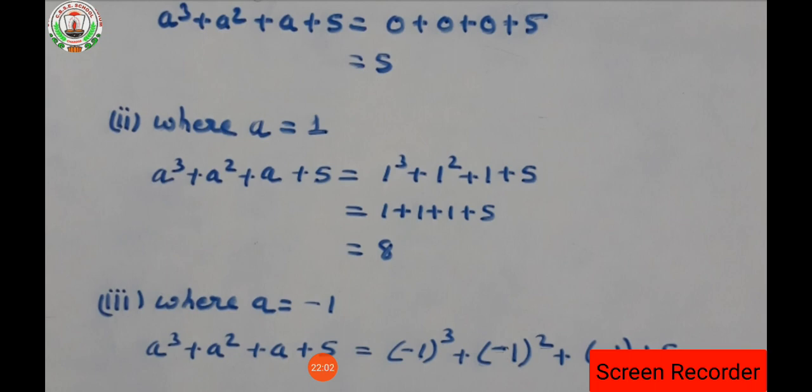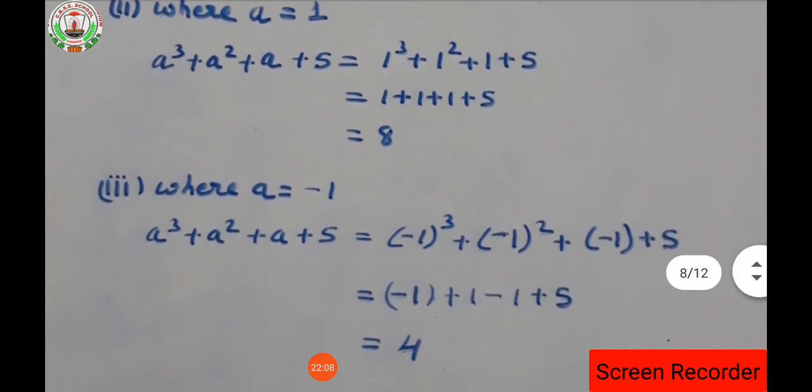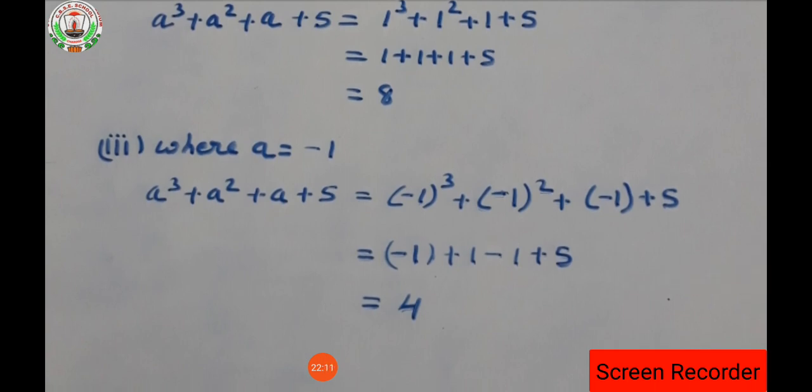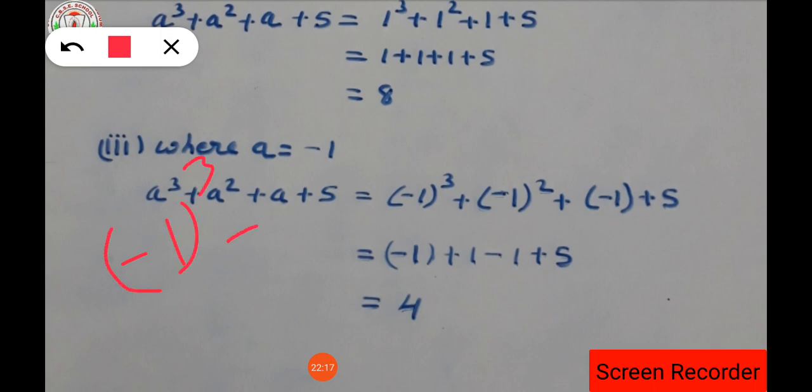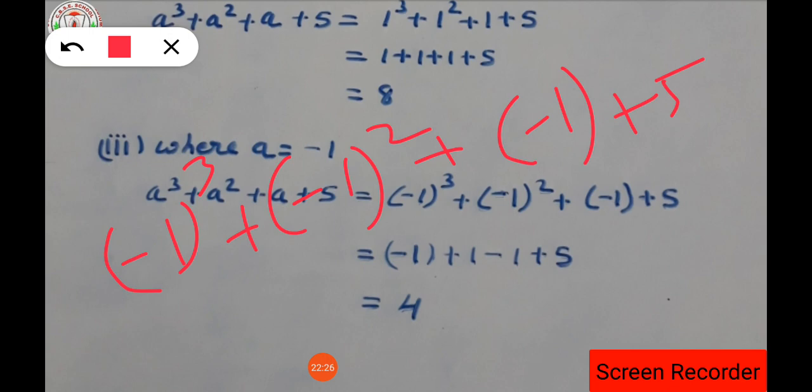Clear? Then the last part, it is said that you have to keep the value of a as minus 1. So we keep minus 1 whole to the power 3 plus minus 1 whole to the power 2 plus minus 1 plus 5. One property I had given you: when the power is an odd number like 3, 5, 7, 9, then negativity will come in the answer. If the power is even, the minus sign will not come in the answer.